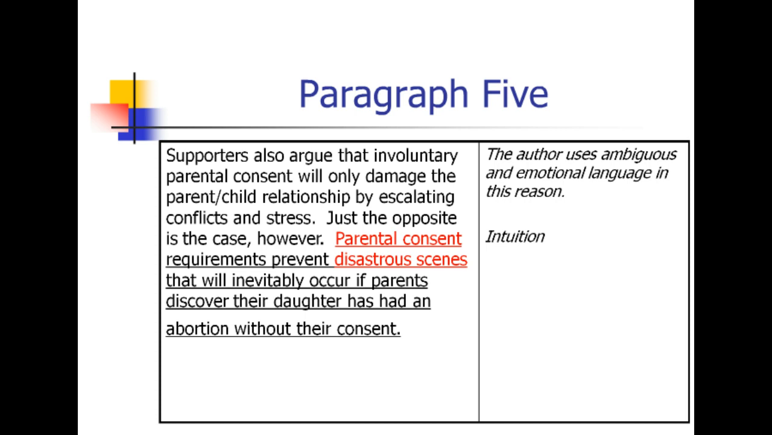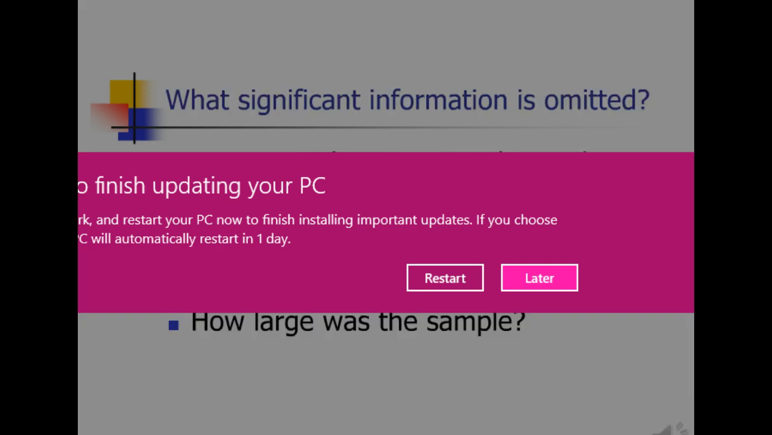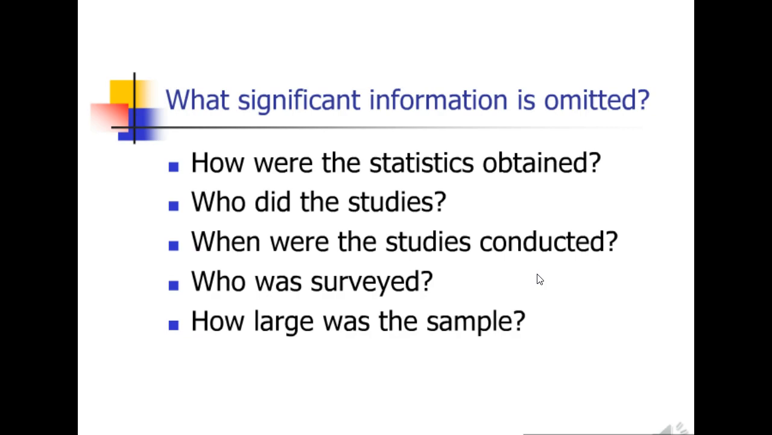What significant information is omitted? The author uses statistics and studies to support the conclusion in this argument. However, important information about the statistics and studies is omitted. Some of this information includes how were the statistics obtained, who did the studies, when were the studies conducted, who was surveyed, and how large was the sample.